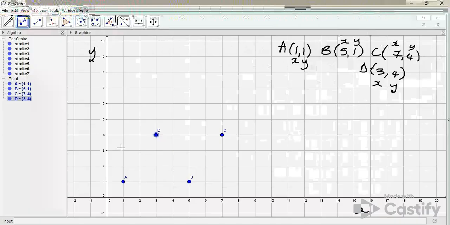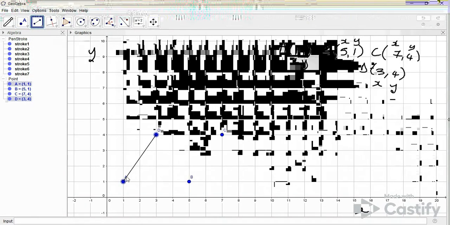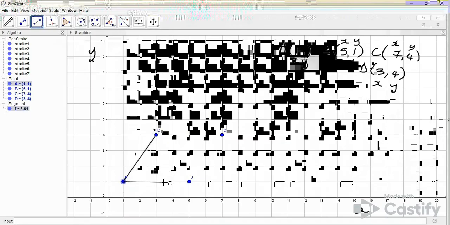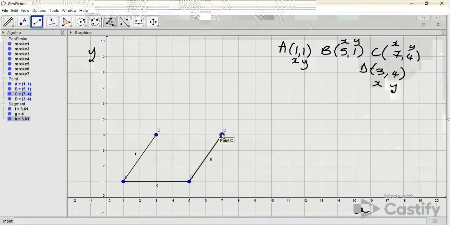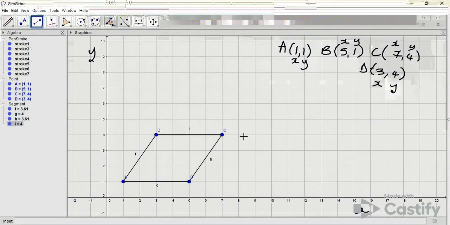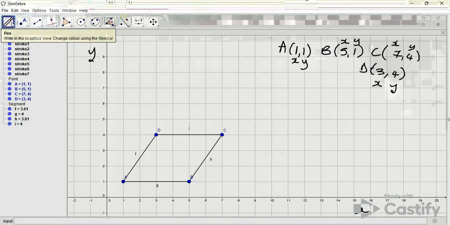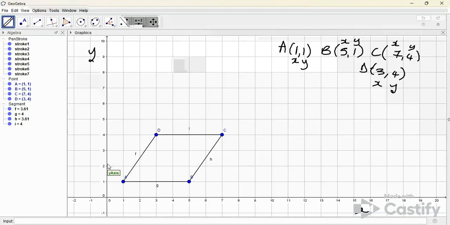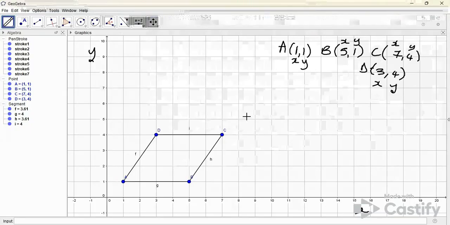Right away you can see the shape that is being formed. Now draw a line to connect all your points. And I hope you can recognize that this shape is a parallelogram. Two sets of parallel sides.